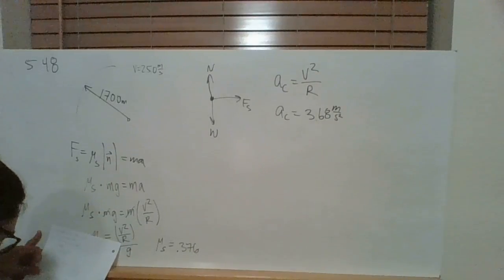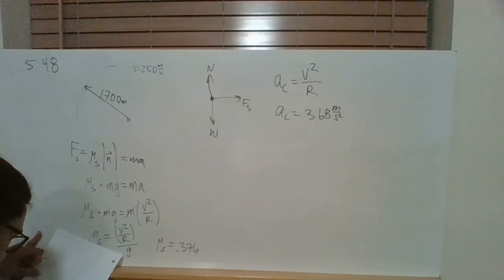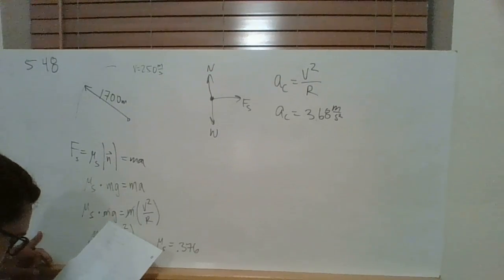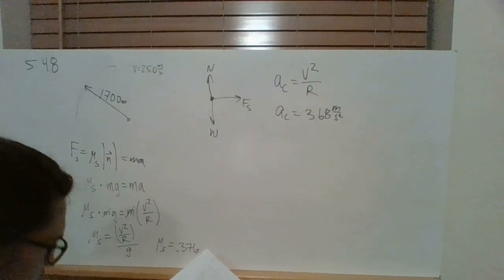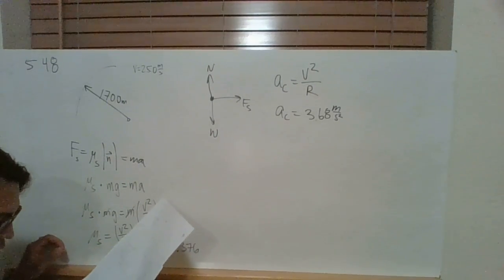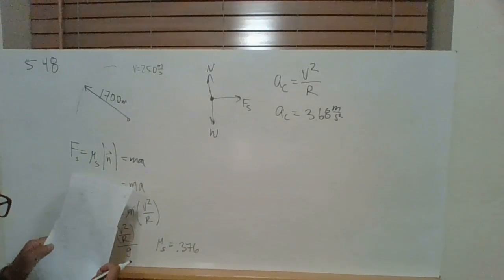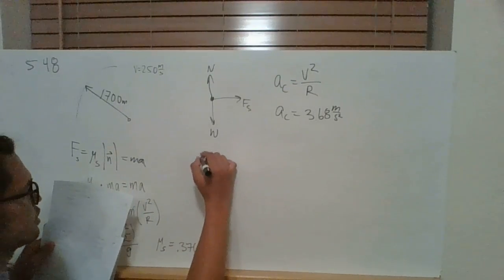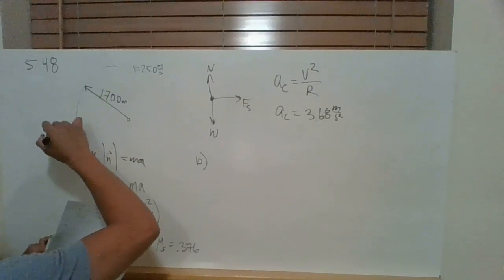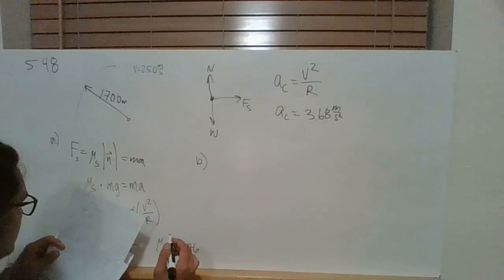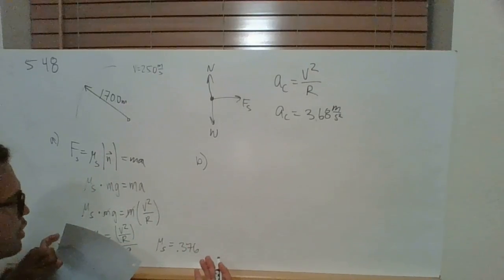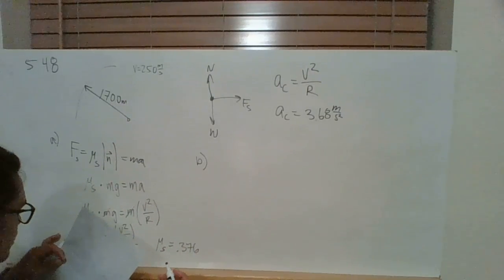Now you're given a scenario where you're on ice, and you're now only given 1/3 of the static friction. So what's the maximum speed you can take the curve safely? So this is B, this is A. Now you just do this, but you multiply it by 1/3 and solve for velocity.